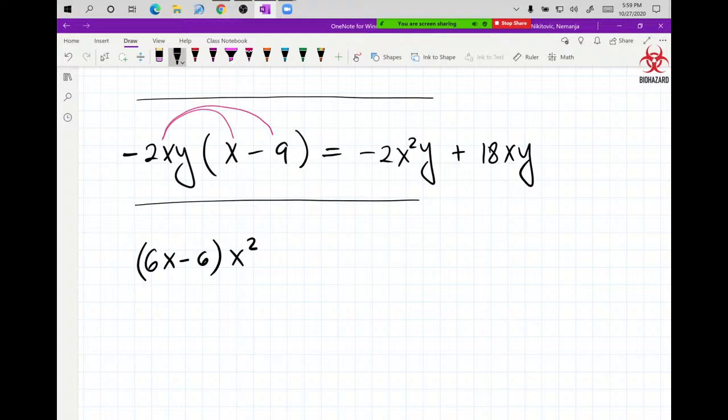I'm sorry, I have a question. So in the last example, I see how we have the negative 2x squared y plus 18xy. Oh, is that because a negative times a negative is a positive? Yes. That way you got the plus. Okay. Plus 18xy. Okay.